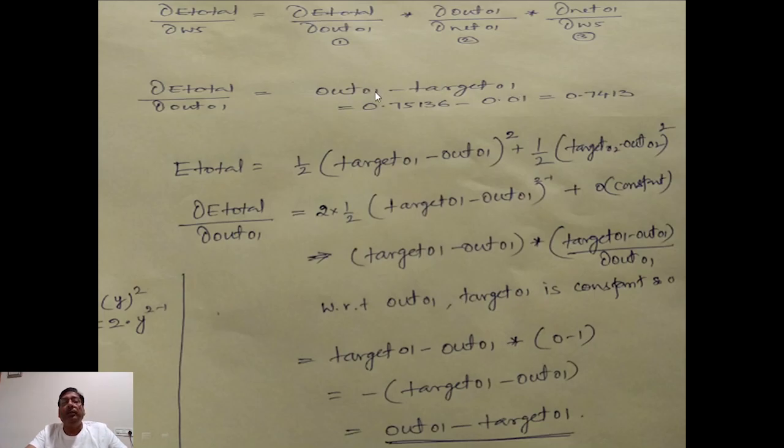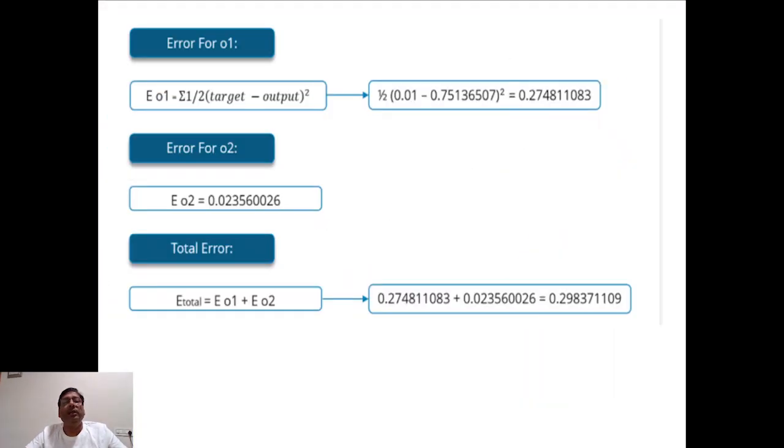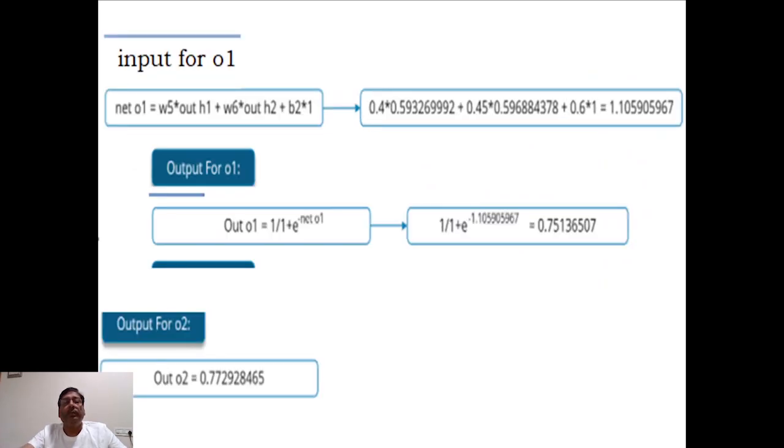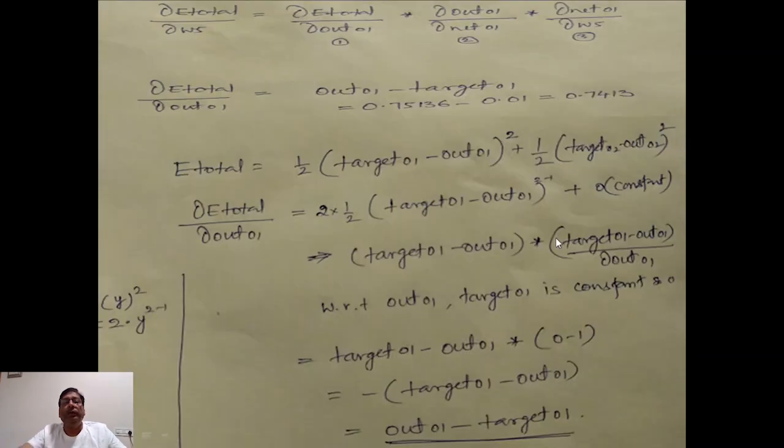So now if I replace the value of out O1, as we know the value of out O1, we calculated over here. Out O1 is nothing but this value. So if you replace the value over here, this is 0.75136 minus the target, which is 0.01. You are going to get 0.7413 and so on. So this is how we could calculate E total upon out O1.